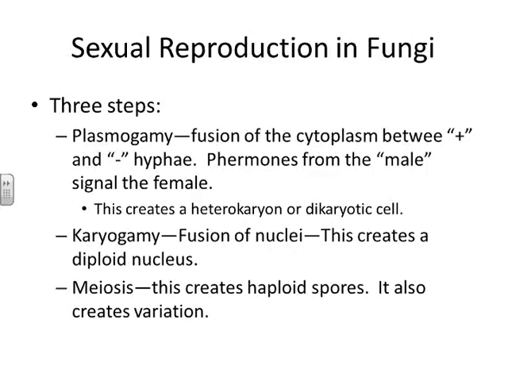What's hetero mean? Like heterosexual, guys. What does that mean? Different, opposite, okay? Different nucleus, meaning that you have a cell with two different nuclei. That's what that means. Dikaryotic, a cell with two different nuclei. Eventually, those two nuclei fuse in a process called karyogamy, fusion of nuclei, and this creates a diploid nucleus, which undergoes meiosis, creates haploid spores with some genetic variation.